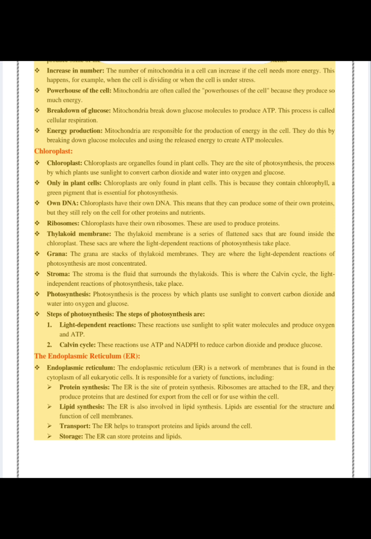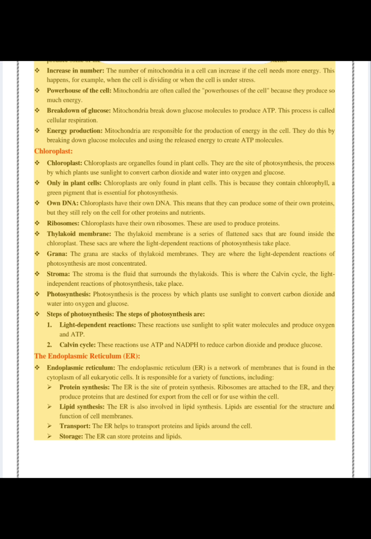Thylakoid membrane. The thylakoid membrane is a series of flattened sacs that are found inside the chloroplast. These sacs are where the light-dependent reactions of photosynthesis take place. Grana. The grana are stacks of thylakoid membranes. They are where the light-dependent reactions of photosynthesis are most concentrated. Stroma. The stroma is the fluid that surrounds the thylakoids. This is where the Calvin cycle, the light-independent reactions of photosynthesis, take place.